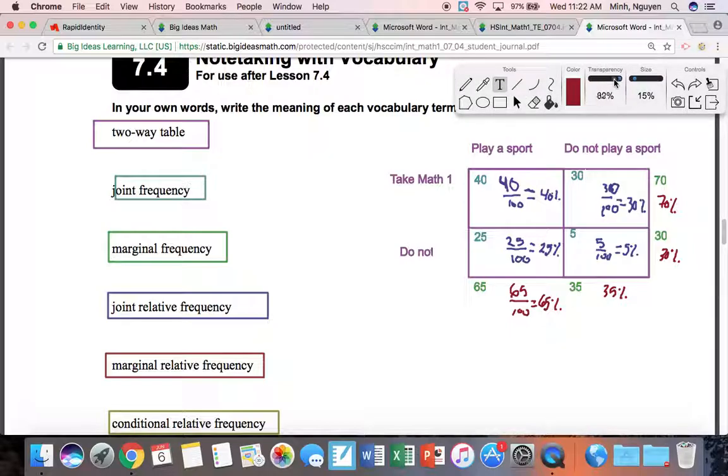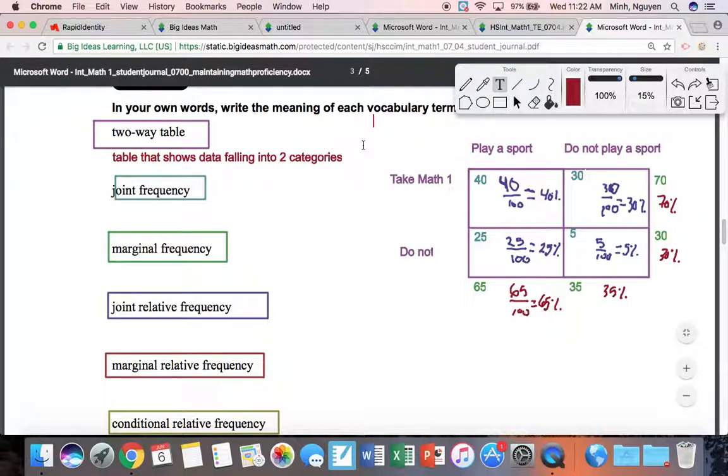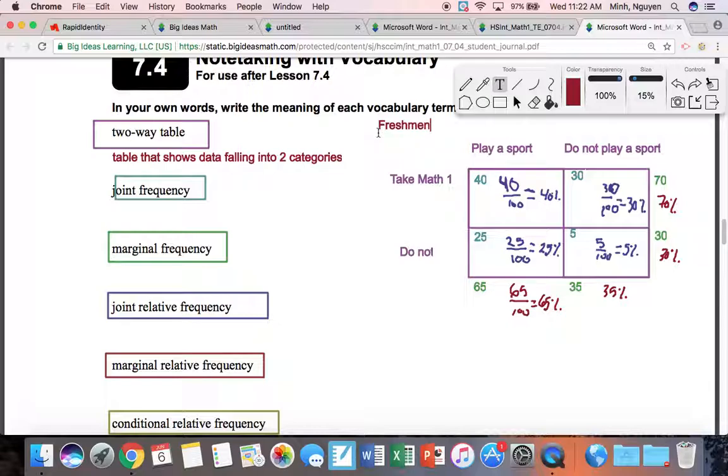A two-way table is just a table that shows data falling into two categories. So in my made-up scenario, we have surveyed 100 freshmen, and we asked them whether they played a sport. And the other one is to figure out whether they take Math 1 or whether they do not take Math 1. They might be in Math 2 or Math 3 or whatever math class they're in. And we got these fake numbers.